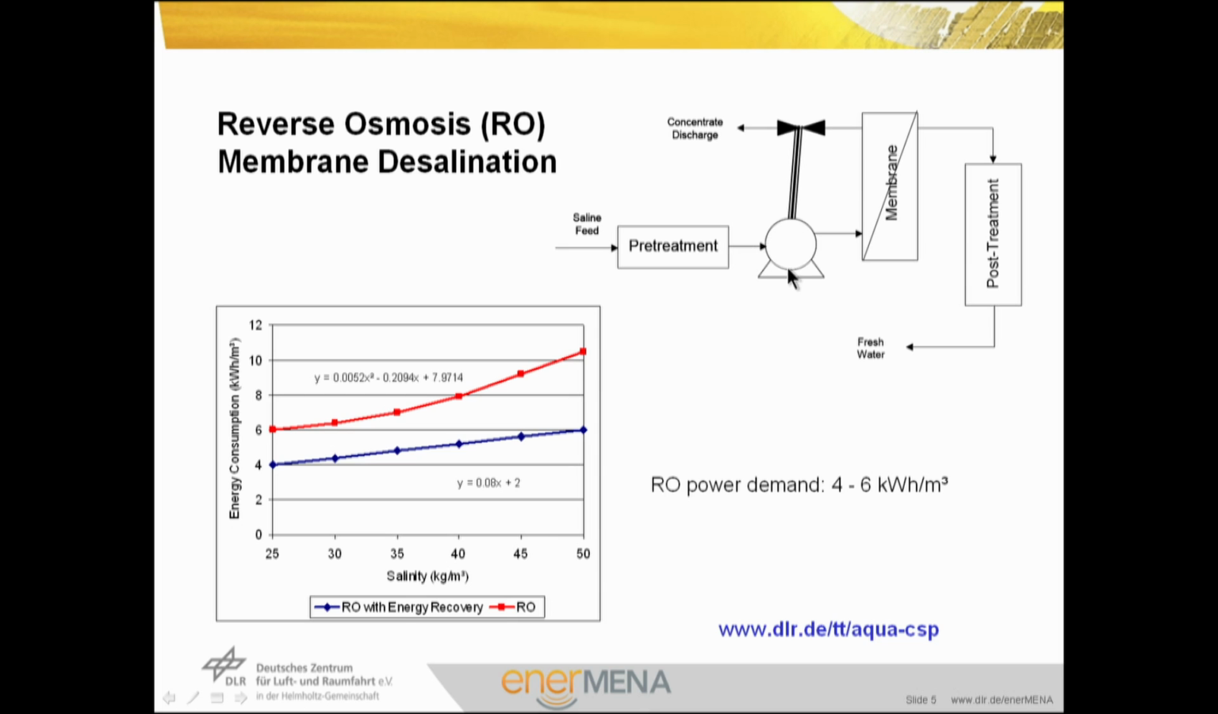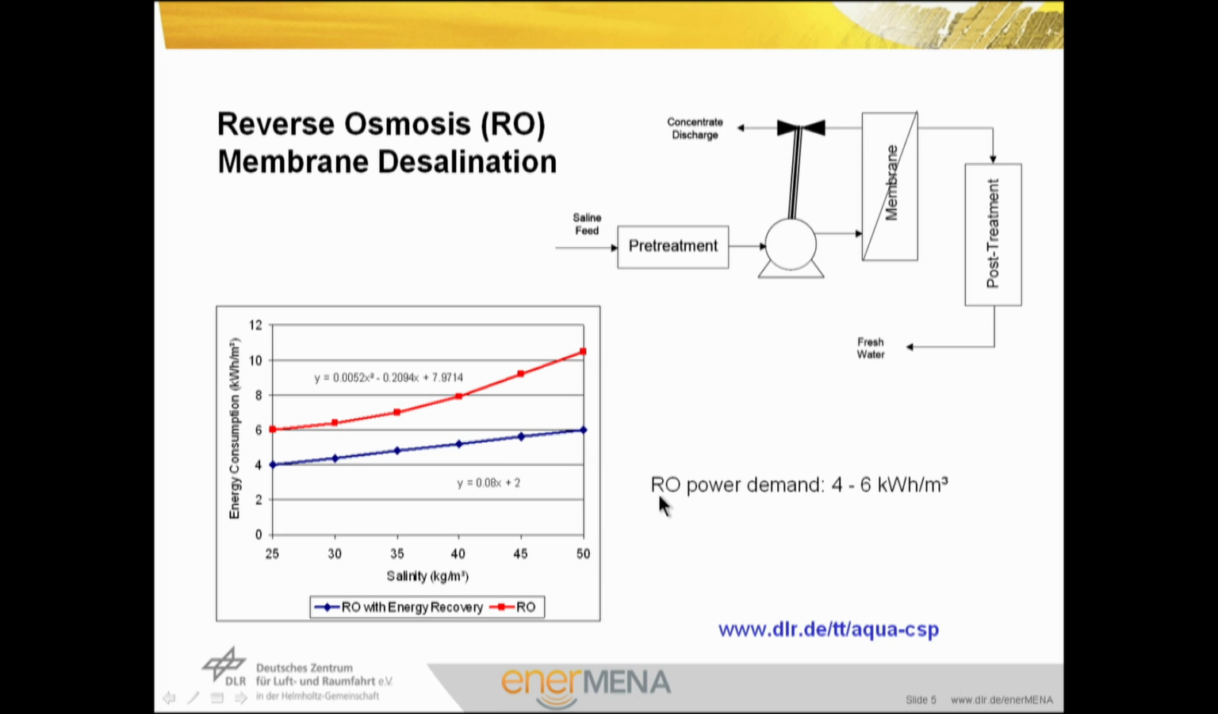The high pressure pump presses the water into the membrane stack, where the desalinated water goes through and is at the end post-treated, cleaned and used as fresh water. The brine with the high salinity is discharged to the seawater, and part of the energy used for the elevation of the pressure can be regained in an energy recovery unit, which would be here.